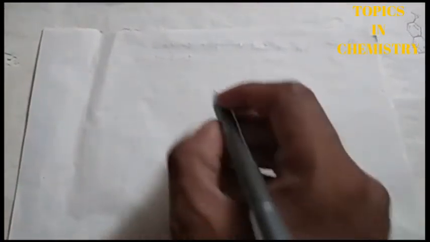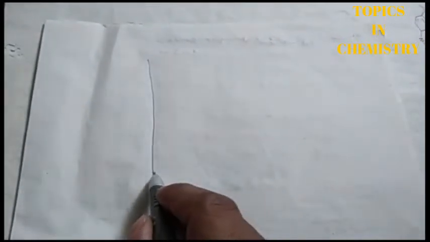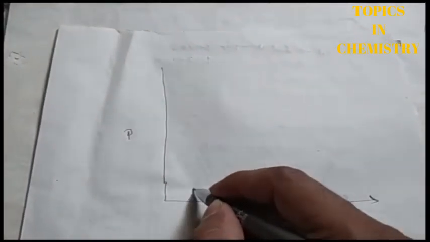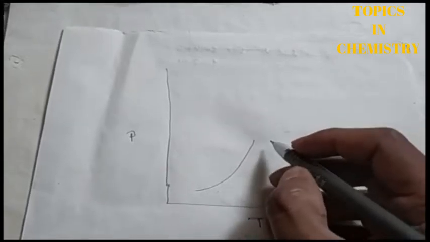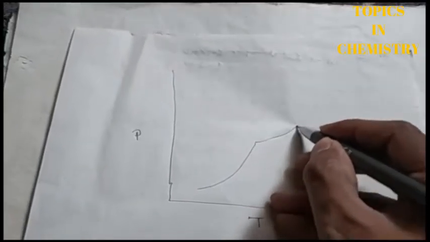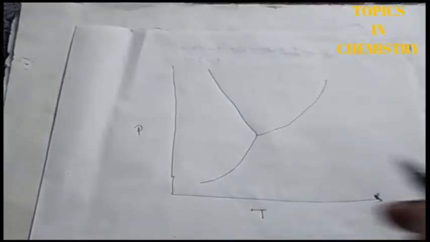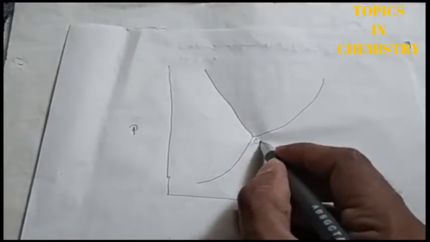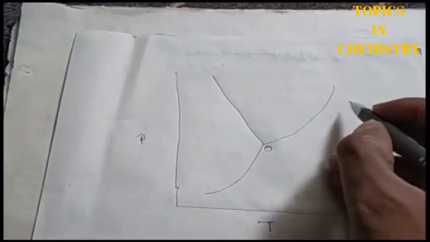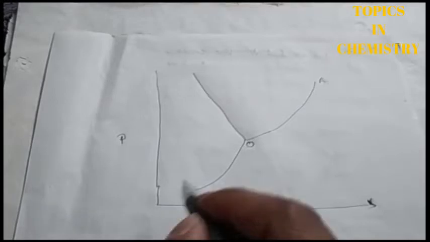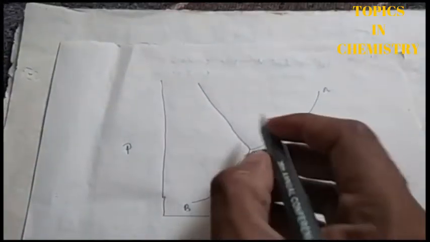Now again you have to draw the curve here. As I told you, the y-axis is pressure, the x-axis is temperature, and you can see this is the solid-vapor equilibrium, this is the liquid-vapor equilibrium, and this is the solid-liquid equilibrium. This is O, the triple point. This is the OA curve, this is the OB curve, and this is the OC curve.